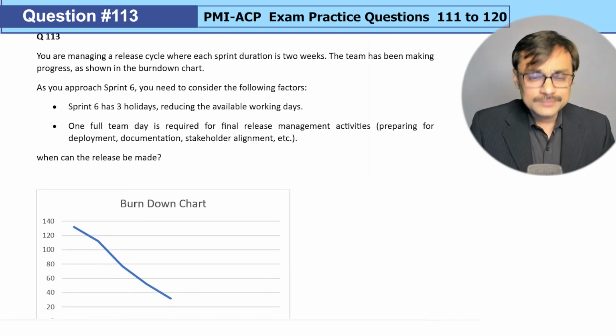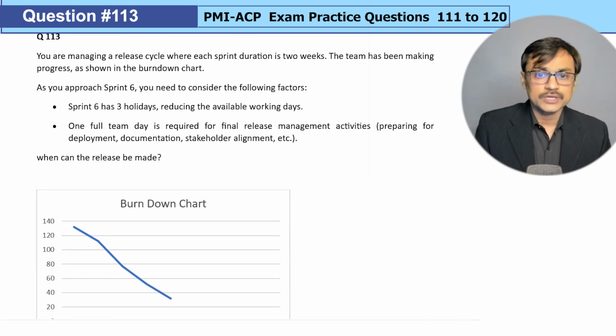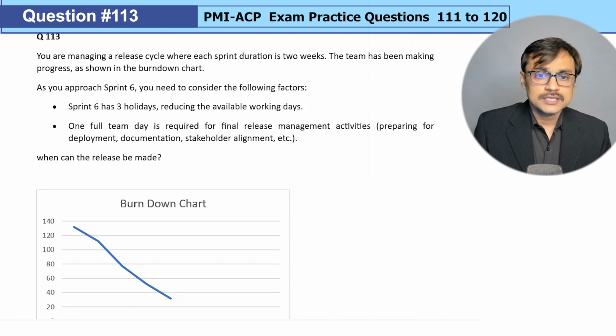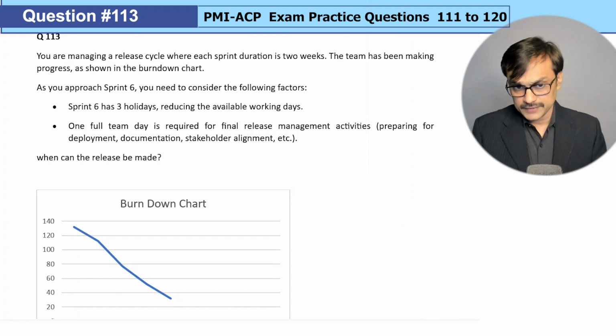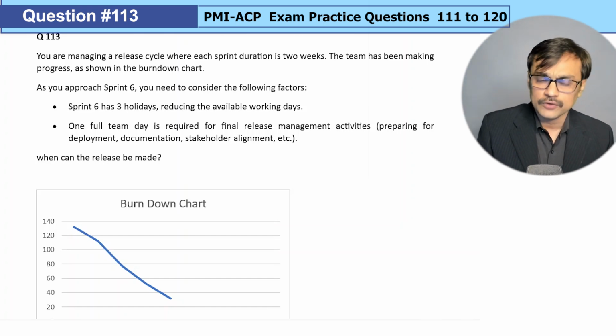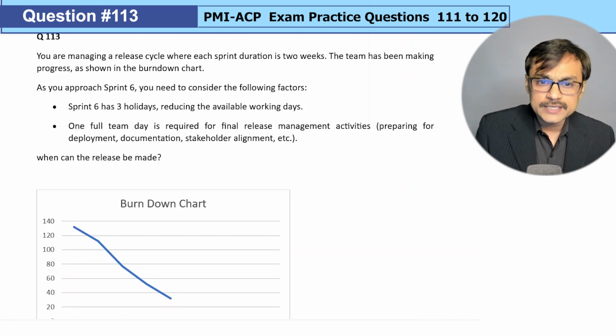Question number 113. You are managing a release cycle where each sprint duration is 2 weeks. The team has been making progress as shown in the burn down chart. As you approach sprint 6, you need to consider the following factors. Sprint 6 has 3 holidays, reducing the available working days for the sprint. One full team day is required for final release management activities, preparing for deployment, documentation, stakeholder alignment, etc. When can the release be made?